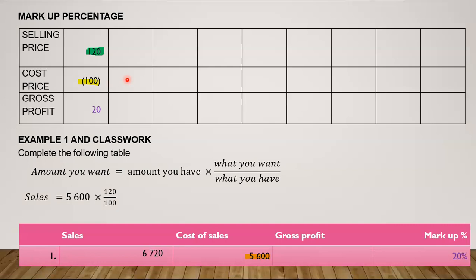Now, to calculate your gross profit, you will just take your sales value minus your cost of sales value. It will give you your gross profit. And that will be 6,720 minus 5,600. And your gross profit will be 1,120. Let us say you wanted to calculate gross profit without using this method, but to use the percentage method that I just taught you now.